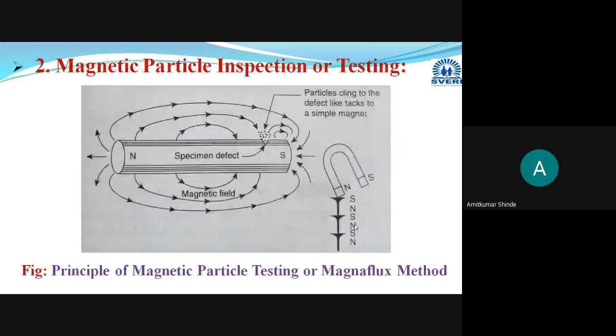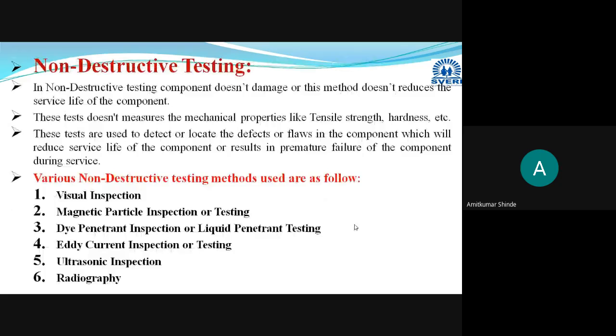I will just take a review. We have completed this part in yesterday's lecture: what is the meaning of non-destructive testing method, why it is conducted, means its purpose, or the aim of conducting the non-destructive testing. Then various types are there for these methods, almost six types: visual inspection, magnetic particle inspection, dye penetrant inspection, eddy current inspection, ultrasonic inspection, and radiography. Out of these six methods, we have completed the first three methods in yesterday's lecture only.